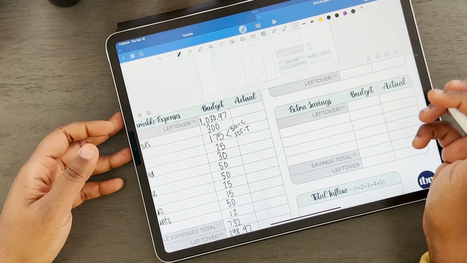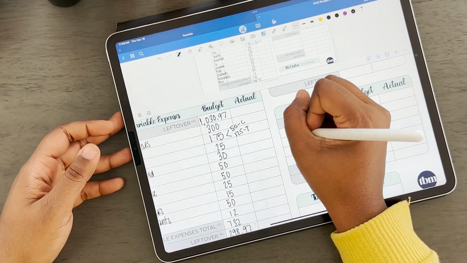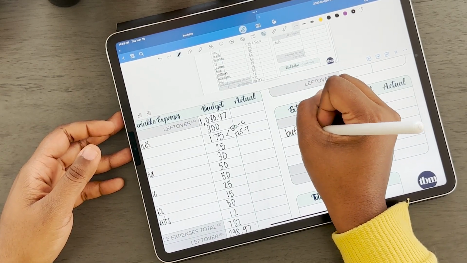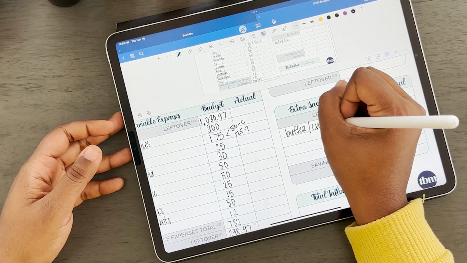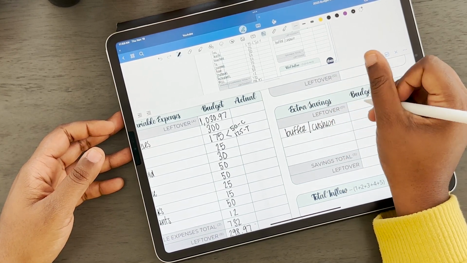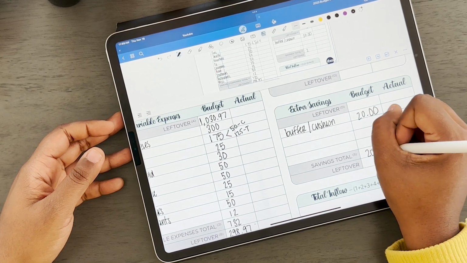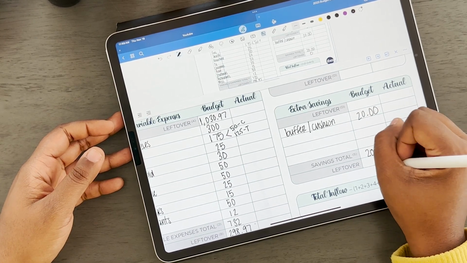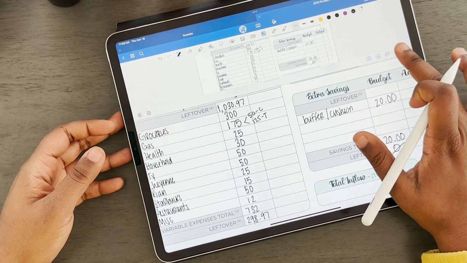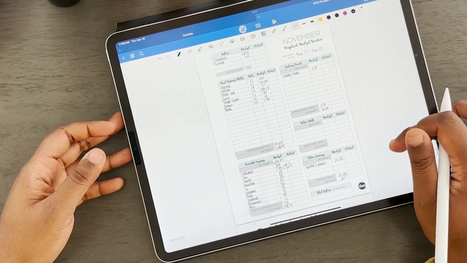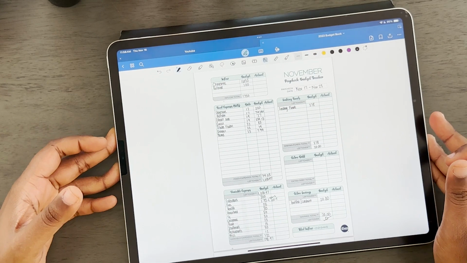And then if you go down to extra savings, this is just where I put our buffer slash cushion. And that's going to be the $20. So that gives us our zero-based budget that we love to see.